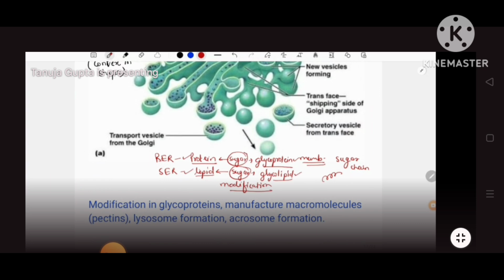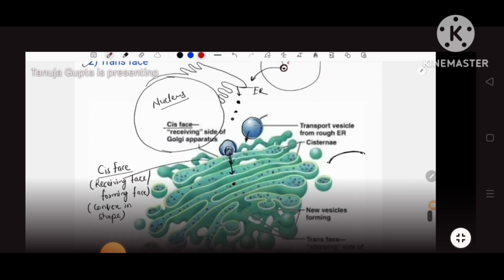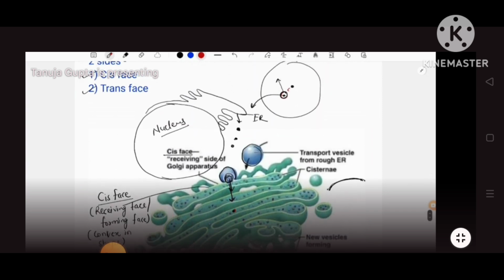What is Golgi doing? It is attaching some sugar chain onto these products and then makes them complete. Then they become glycoprotein. So this kind of modification is done by Golgi apparatus. Now did you get it? What kind of modification they are doing, right?